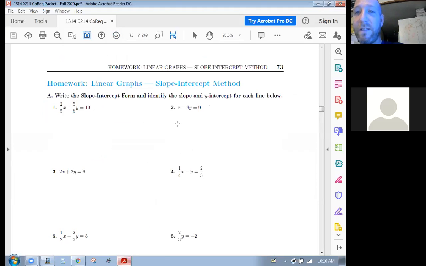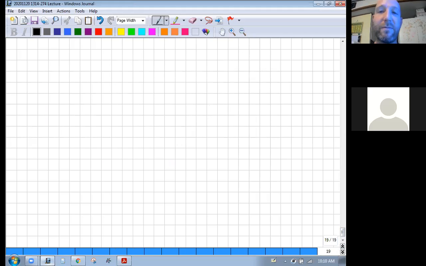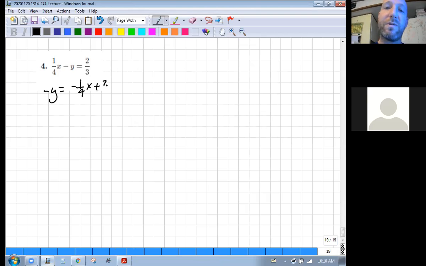All right, so put these into slope-intercept form and identify the slope. So basically, you want to be able to take any of these xy equations and graph them. That's the goal, right? So one way is to get the two intercepts. The other way is to put it into slope-intercept form. Let's see, we have -1/4 x plus 2/3. So y is 1/4 x minus 2/3.